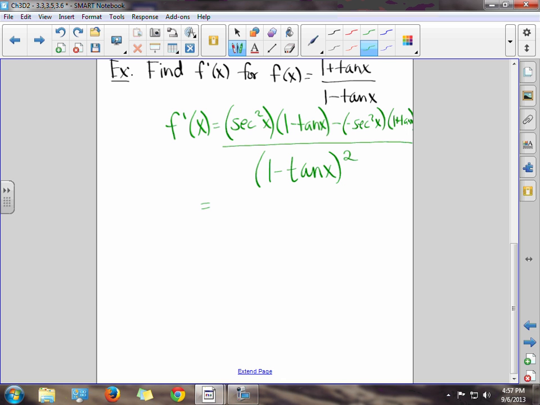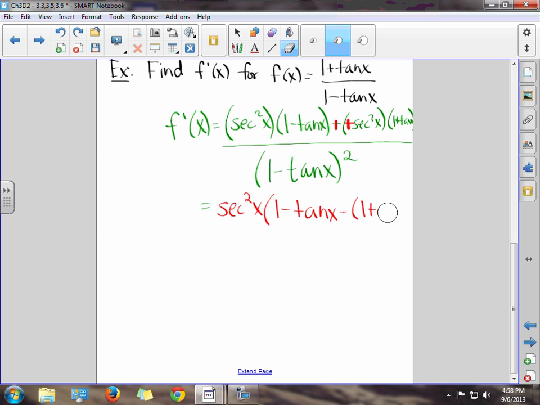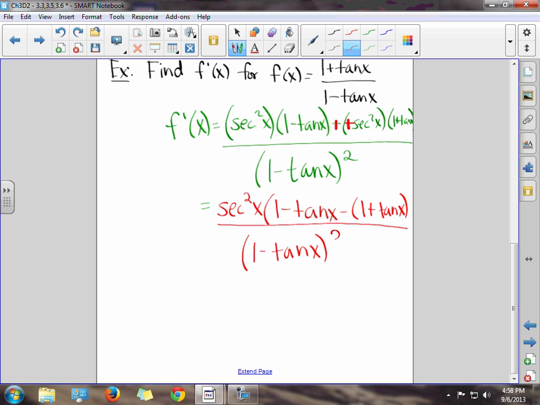And now let's see if we can clean up a little. This is going to become plus right here, right? Because that's minus minus. I think I'm going to factor a secant squared out because it still looks pretty nasty to me. So secant squared x is going to be 1 minus tangent x minus 1 plus tangent x, all over 1 minus tangent x all squared.